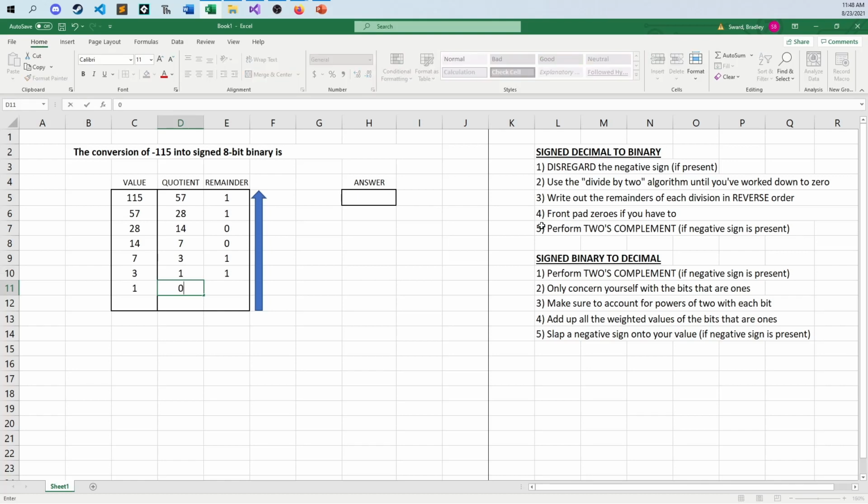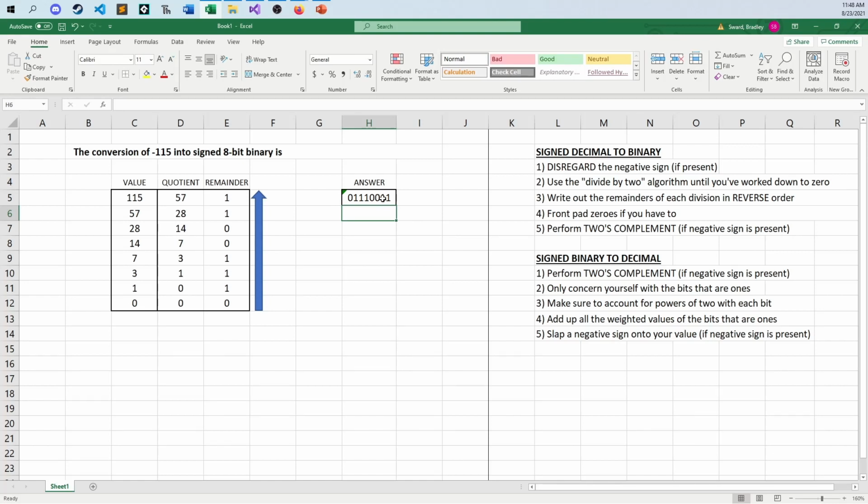1 is 0, remainder 1. So I have 7 bits here: 1, 1, 1, 0, 0, 1, 1. But we'd have to front pad this because we never got to here. If you wanted to just do it, you could go 0 is 0, remainder 0. And so now you have your 8 bits: 1, 2, 3, 4, 5, 6, 7, 8. So my answer of positive 115 would be 0, 1, 1, 1, 0, 0, 1, 1.